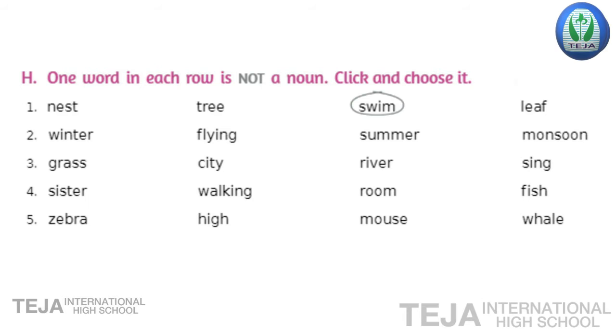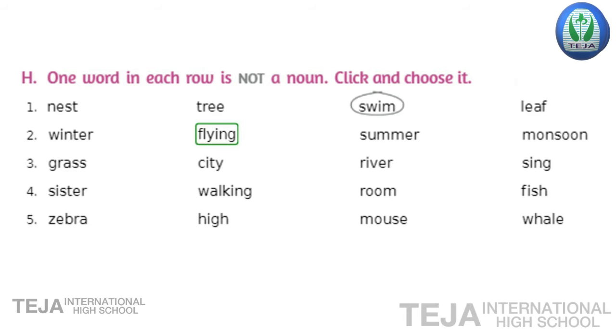Second question. First word, winter. Next, flying. Third word is summer. And fourth word is monsoon. So, here, winter, summer, monsoon are the names of the seasons, whereas flying is the action word. So, flying is not a noun.